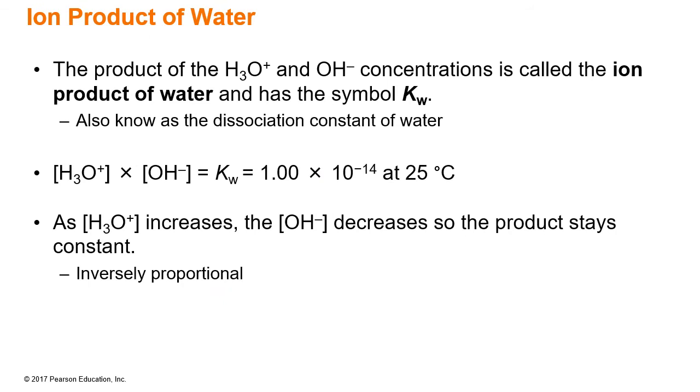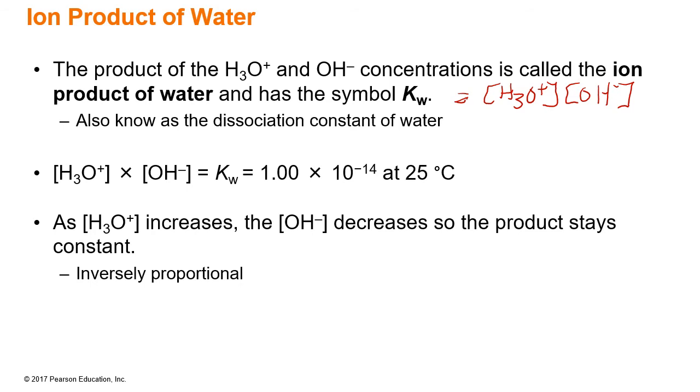To find the equilibrium constant expression for water, it is equal to the H3O+ concentration times the OH- concentration divided by the reactants. However, the reactants in this case are a liquid. So because it's a liquid, it is not contained in our equilibrium constant expression. So we call this particular value for water the ion product of water, or the dissociation constant for water, and represent it as Kw.